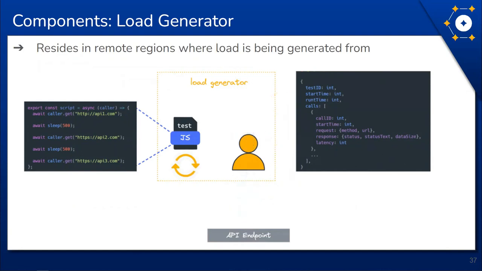Drawing attention to the diagram, the API call that retrieves the test script is represented by the spinning arrows on the left, and the load generator itself is represented by the person in the very middle of the diagram. While on the right, we see an example of what the resulting test object looks like after a single run of the test script. This object contains the start time and runtime for the test script, as well as the start time, latency, and other defining characteristics of the HTTP calls made during that run.